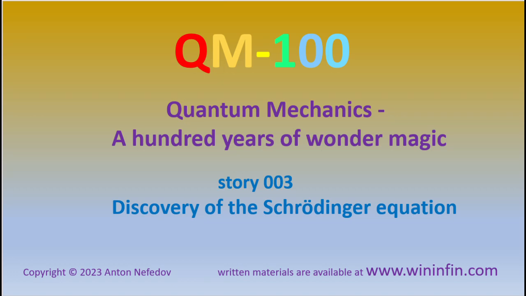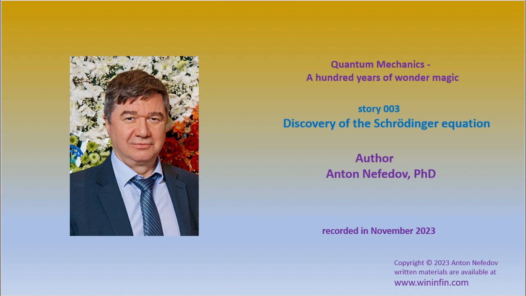From the previous video we know that the development of quantum theory began with the discovery of photons made by Max Planck and Albert Einstein. It has been found that light can behave either as an electromagnetic wave or as a flow of particles. Now we will continue this story.